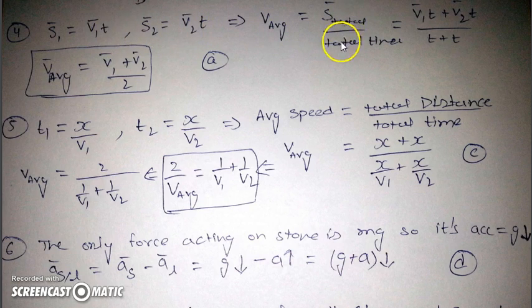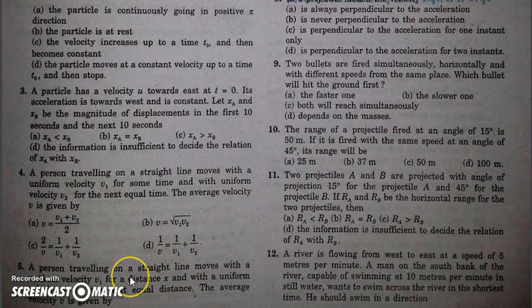V average is total displacement by total time. Total displacement will be the sum of these two displacements and total time is 2t. So we'll get V average as v1 plus v2 by 2. The next question is slightly tricky. Now the particle is moving with velocities v1 and v2, but for equal distances. So we have to find the average velocity.